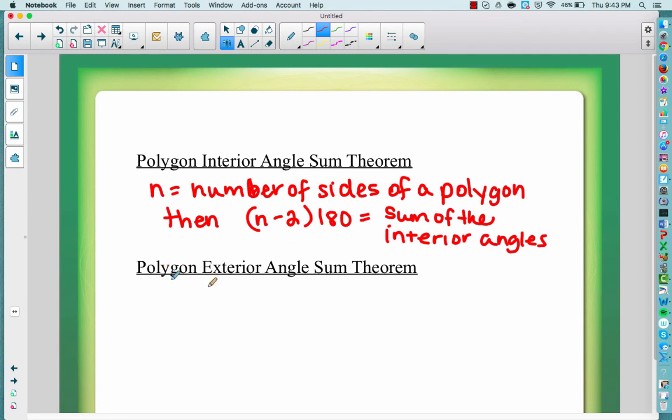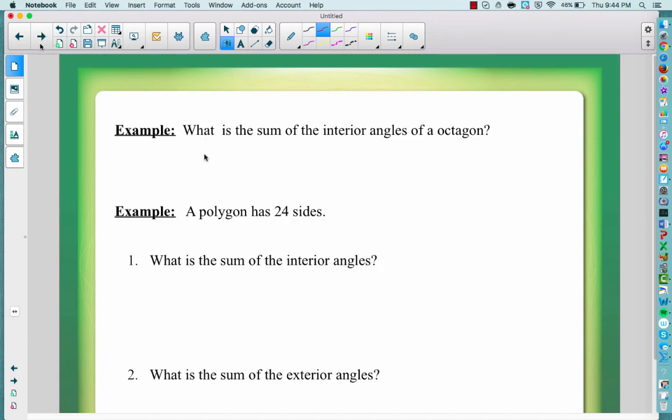All right, now remember that every polygon also has an exterior angle. The cool thing about this one, the exterior angles of a polygon, no matter how big the polygon is, the sum of the exterior angles will always be 360 degrees. And I'm going to show you that in class tomorrow, why that is. But I want to demonstrate it. Okay, so how do we do this?